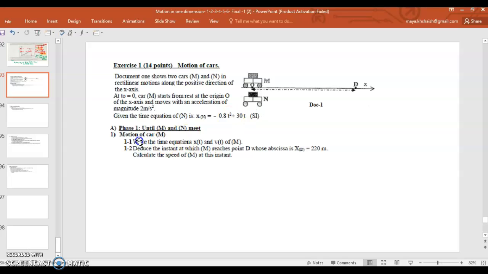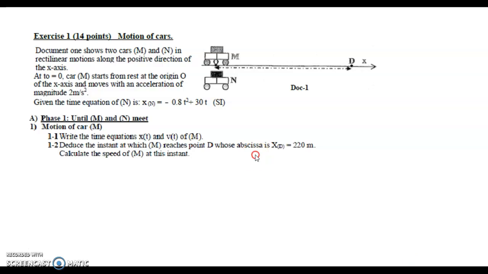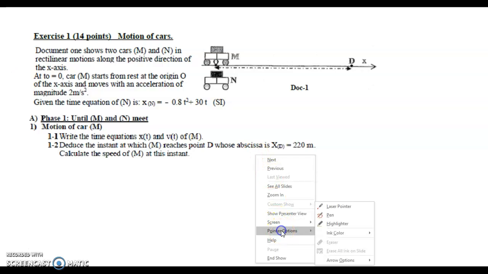Now, it is required in the first part, phase 1, until M and N meet. We have the motion of car M. Write the time equation x of t and v of t of M. Okay, so x of t and v of t.